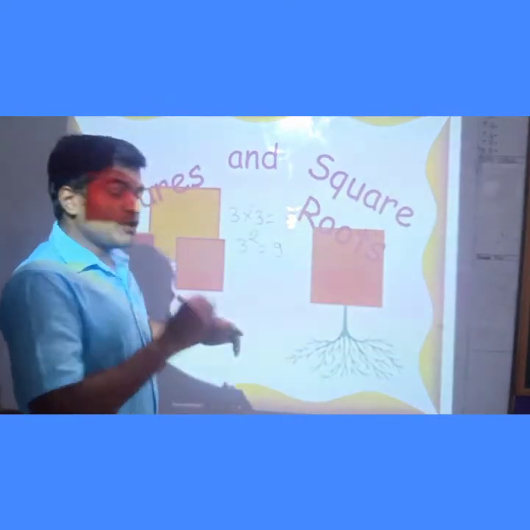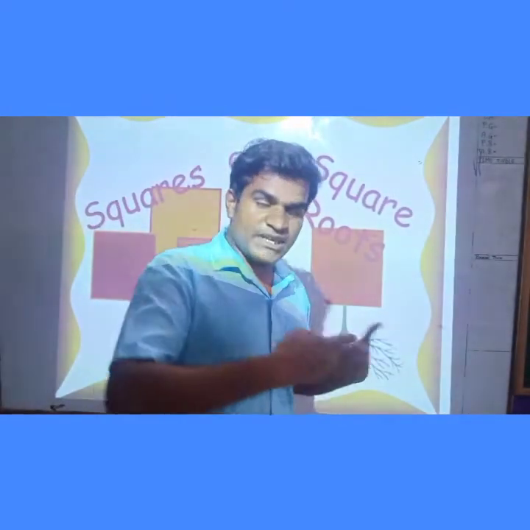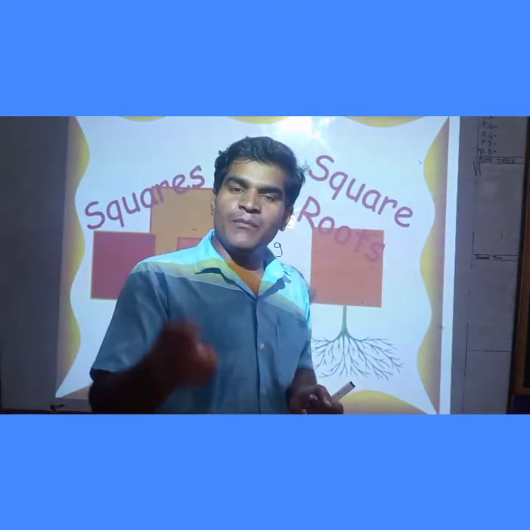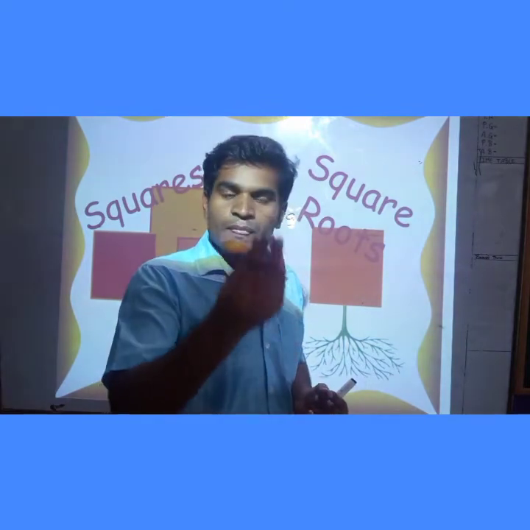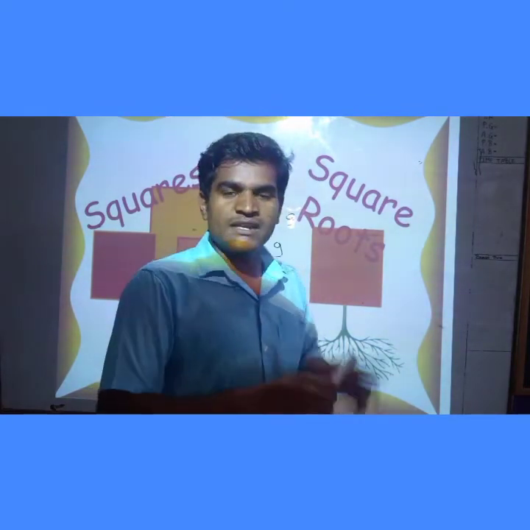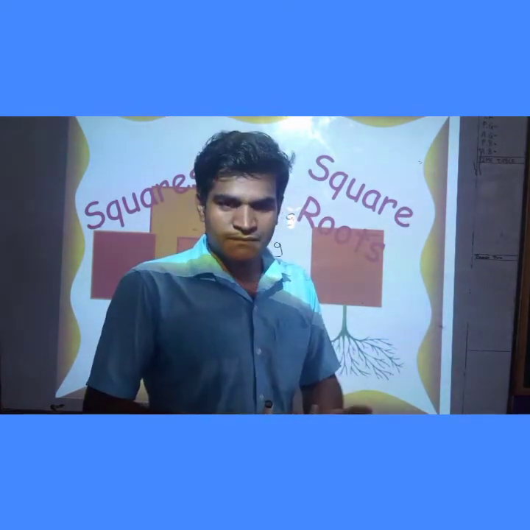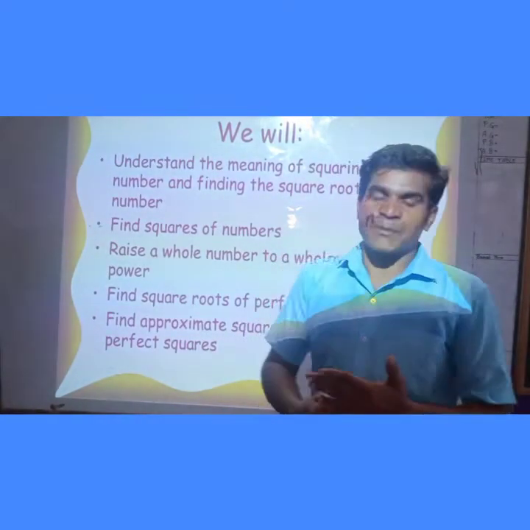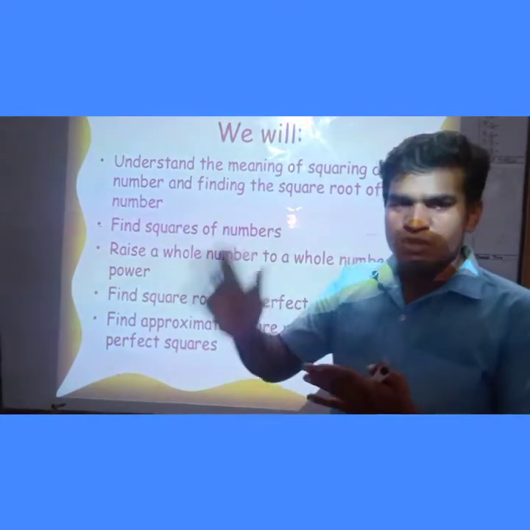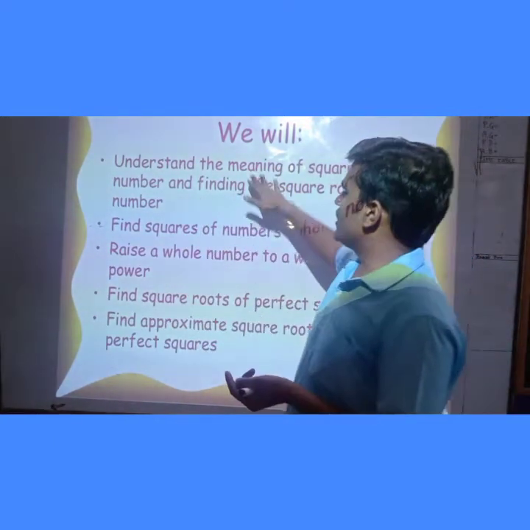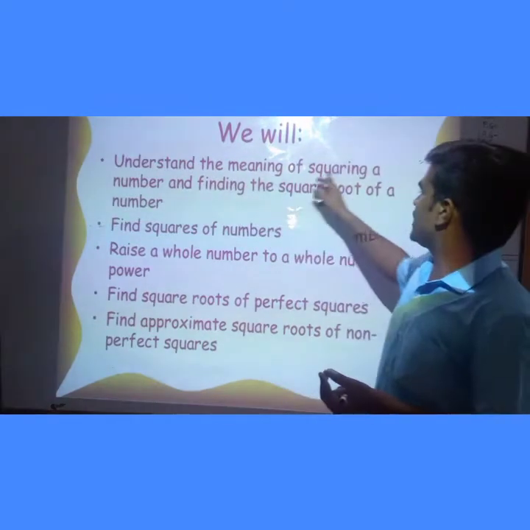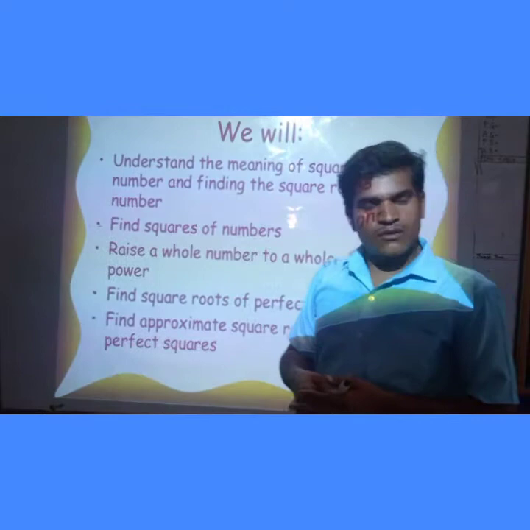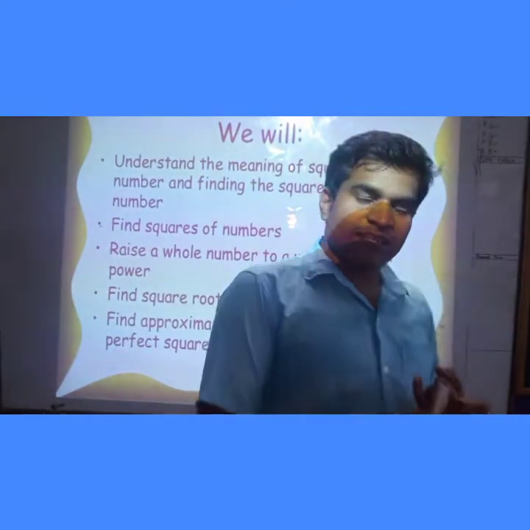So what do you mean by the square? Repeat it: if a number is multiplied by itself, the product obtained is called the square of that number. Students, in this chapter, named Square and Square Root, we will understand the meaning of the square of a number and finding the square root of a number.